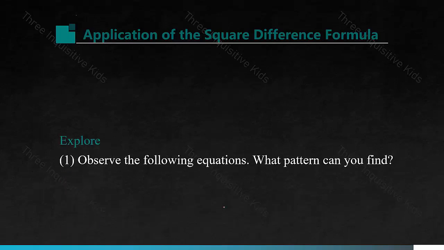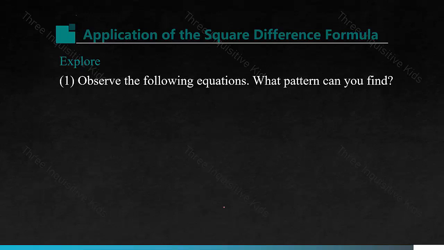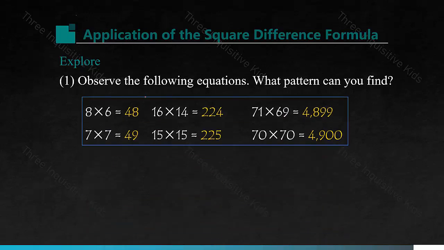So here's some application of the square difference formula. Observe the following equations. What pattern can you find? 8 times 6 equals 48. 7 times 7 equals 49. 16 times 14 equals 224, 15 times 15 equals 225, and so on. So what's a pattern you can find? You can see that here we're taking 8 and 6 and finding the number right in between them, which is 7. And when we multiply 7 by itself, we get 49. That's always one more than the numbers next to it multiplied.